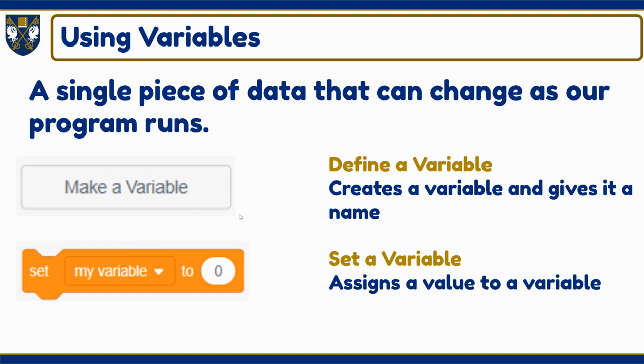So using variables is very simple. We have two blocks we're going to use today. The first block, make a variable, allows us to define a variable. When we define a variable, we can give it a name and create it. Our variable can have any name that we like, so it's usually a good idea to give it a name that relates to what we're going to use it for. And then when we set our variable down here, we can set any one piece of data. At the moment, it says 0, it has a number, but it can be a color, it can be a number, it can be a word, it can be anything that we like. And it's typically something that we want to change in the game, and something that can change how the game works.